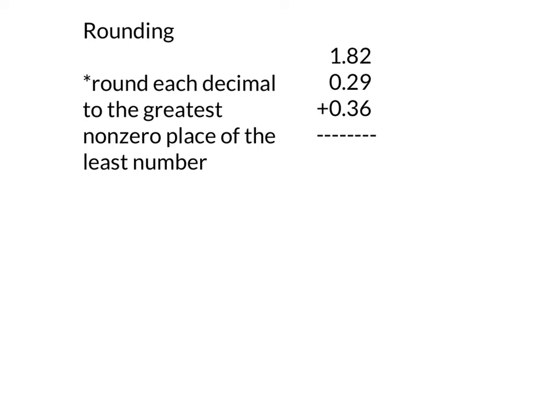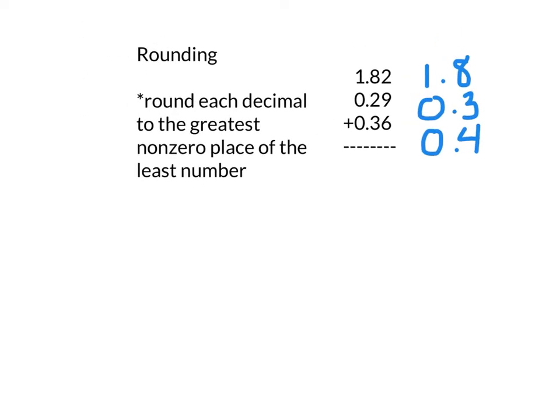So we're going to round 1.82 to 1.8. We round our 0.29 to 0.3 and our 0.36 to 0.4. Our next step is to add up all of our digits. So 8 plus 3 plus 4 is 15. I carry the 1. 1 plus 1 is 2, and I bring my decimal straight down. So we have an estimate of 2.5.